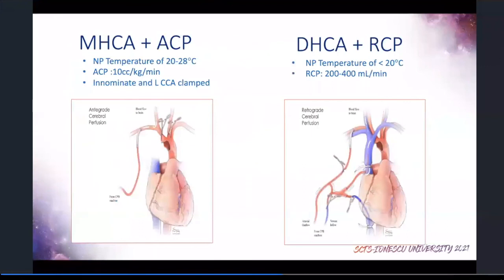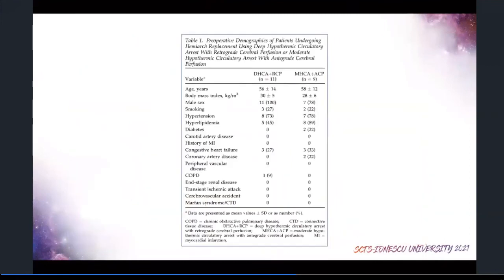So these are the two primary study groups. The MHCA patients all had right axillary cannulation. MHCA patients were circulatory arrested at a nasopharyngeal temperature between 20 and 28 degrees Celsius. ACP was done at a rate of 10 cc's per kilo per minute. The innominate and left carotid arteries were clamped. This was a unilateral ACP study. DHCA patients were circulatory arrested at a nasal temp less than 20 degrees, and RCP was conducted in a standard manner of 200 to 400 cc's per minute.